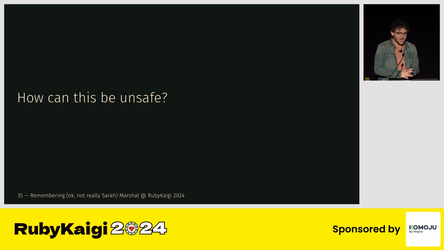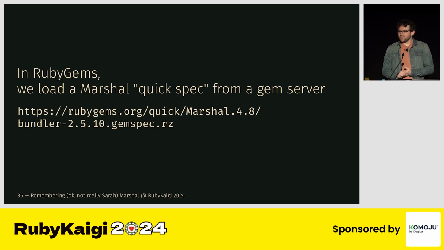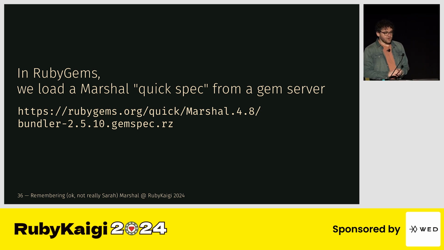You'd be thinking, how could this be unsafe? You just showed me a bunch of bytes, and nothing could be safer than a hex dump of a bunch of bytes. So now we get into why I spent a month looking at Marshal in the first place. In Ruby gems, we load what are called quick specs from a gem server. If you want, you can download one of them at that URL. You're going to have to gunzip or Zlib.inflate the contents, because it's a deflate stream, and inside that there is a Marshal document with a gem specification.